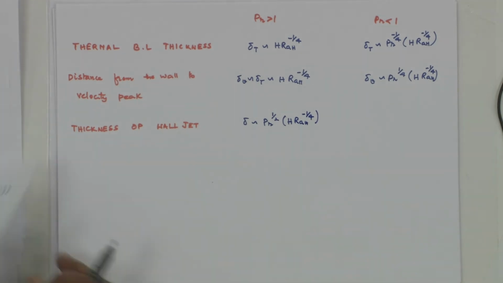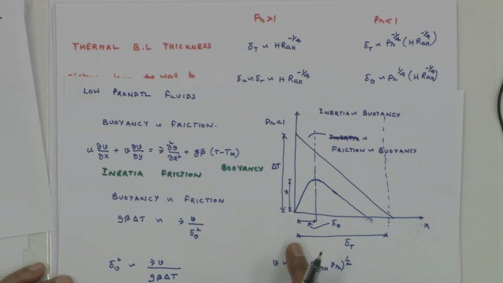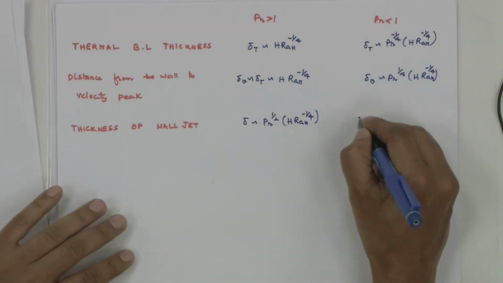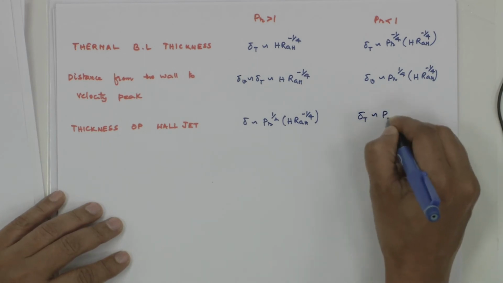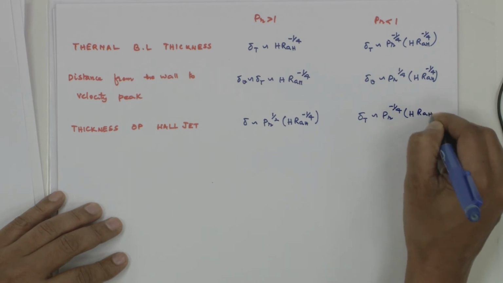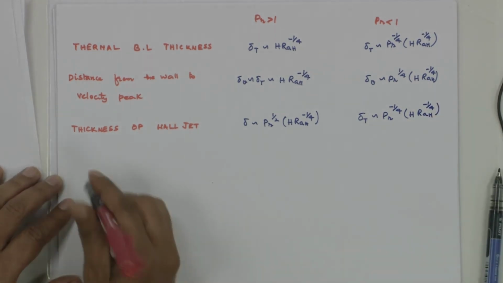And here for low Prandtl fluids, delta exists as long as delta T exists. So it will be of the order of delta T, that is Prandtl to the power of minus 1 by 4 H Ra_H to the power of minus 1 by 4. Now next is the velocity scale.